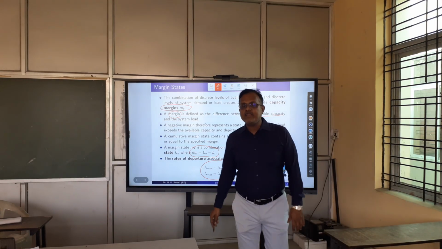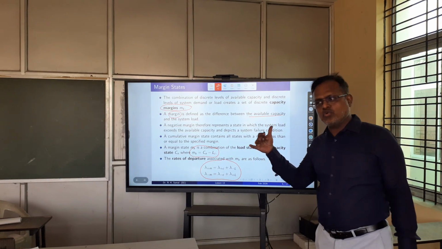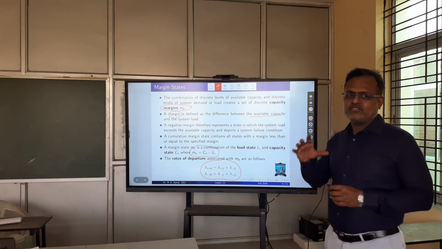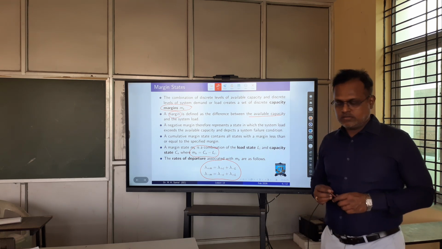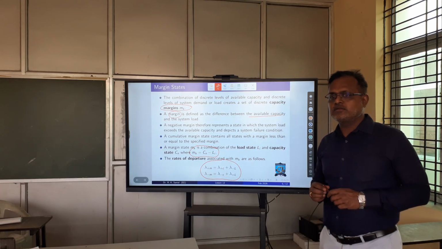There is another tab in the Excel sheet which shows this margin state. I have not computed that specifically, it's not very important. You just need to understand what a margin state is. Did you write these two equations? Only these two equations you write.